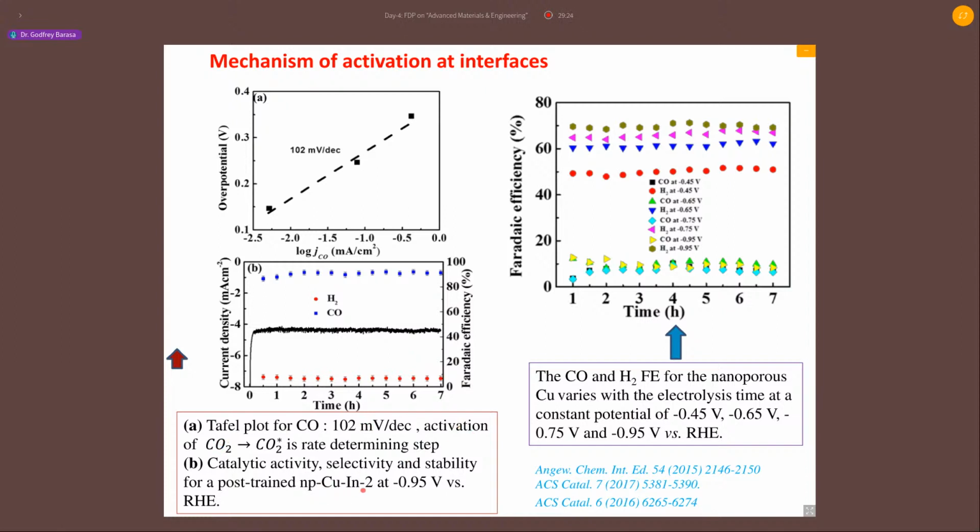Then the catalytic activity, that's selectivity, and the stability for nanoporous copper for CO2 is also evaluated here in figure B. Then the CO and hydrogen faradaic efficiency for nanoporous copper varies with the electrolysis time at constant potential as they vary at various potentials. So we selected five potentials, that is minus 0.4 volts, 0.45, 0.65, 0.75, and minus 0.95 versus reversible hydrogen electrode. And it also depends on the voltage.